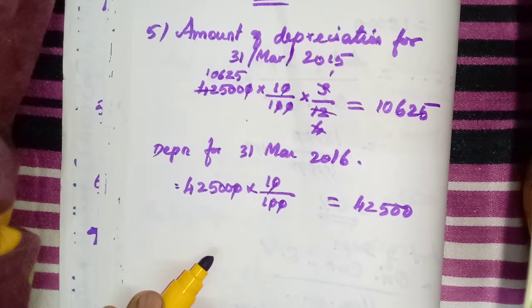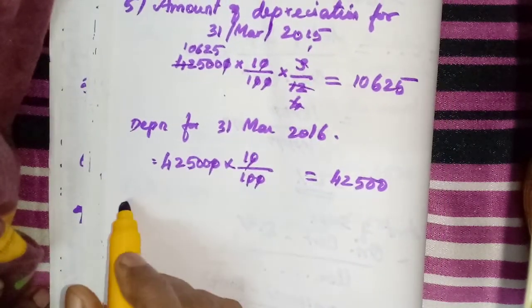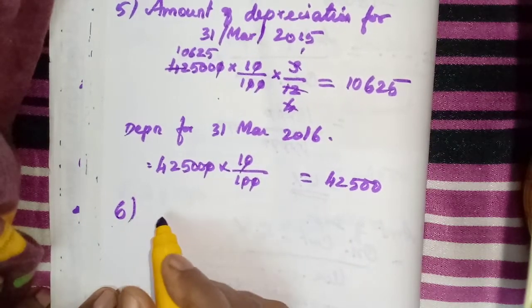Useful life of the asset is 10 years and its residual value is 10,000. Accounts are closed on 31st December every year. You are required to find out the rate of depreciation and give journal entries for the first 2 years. So first we need to calculate the amount of depreciation, isn't it?